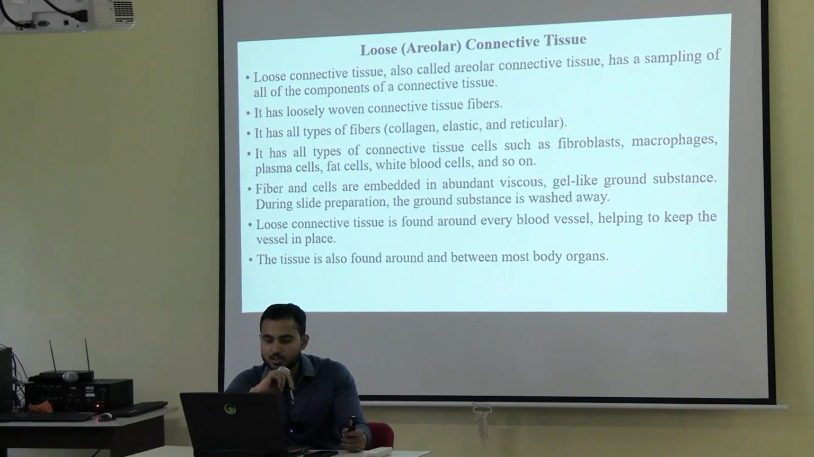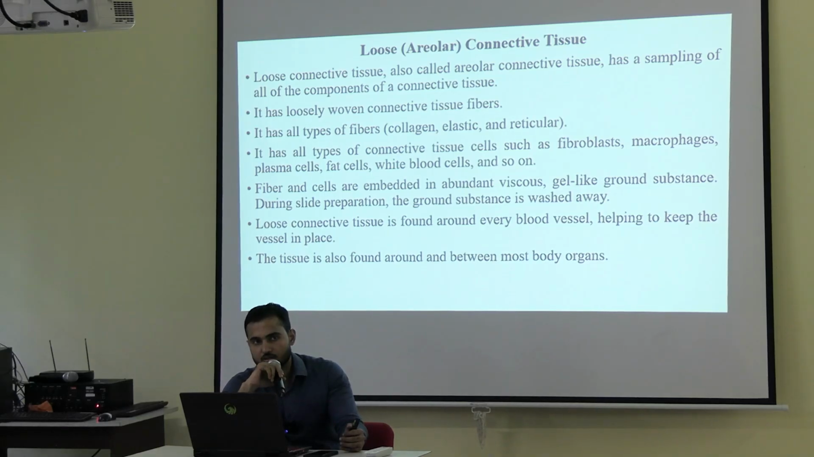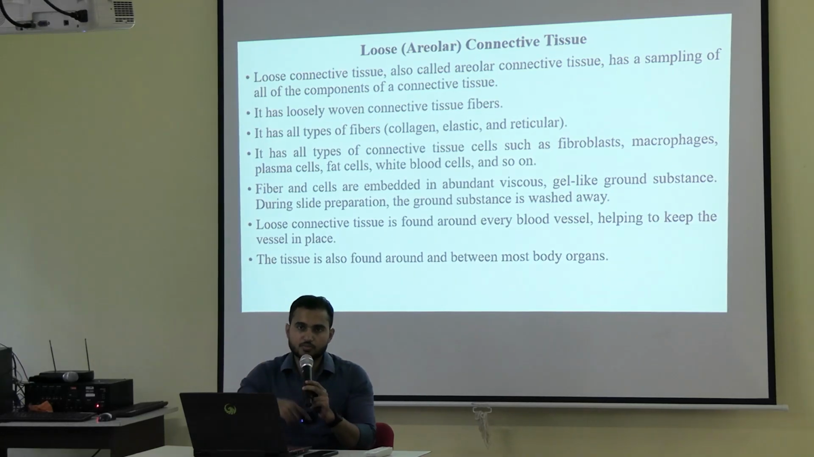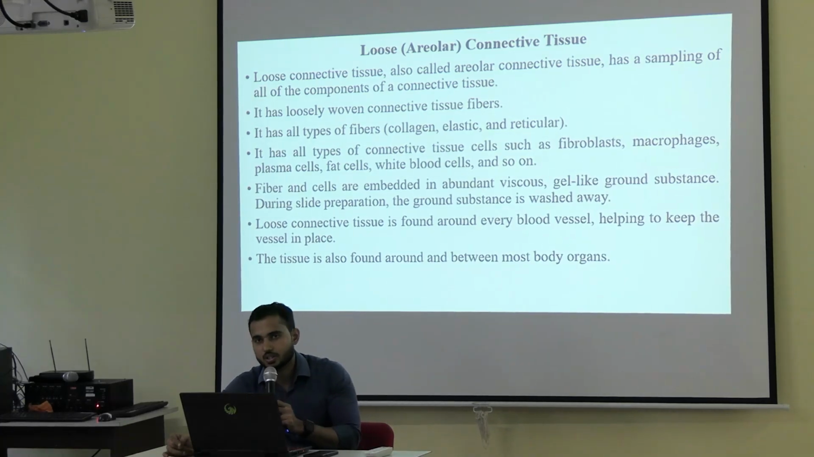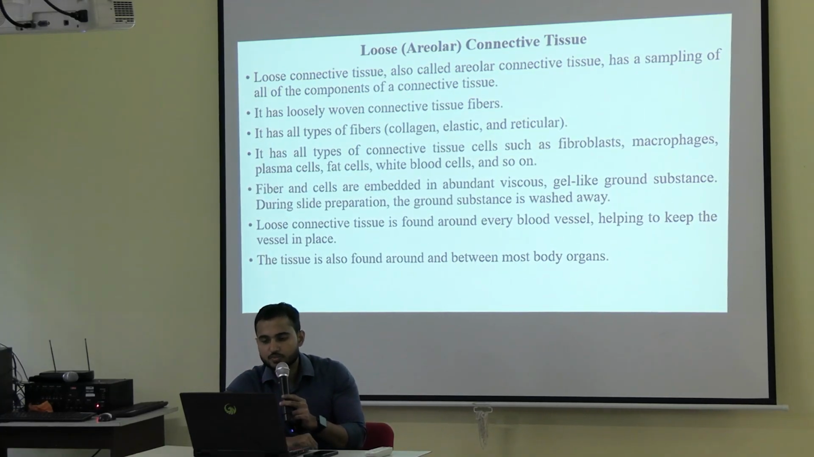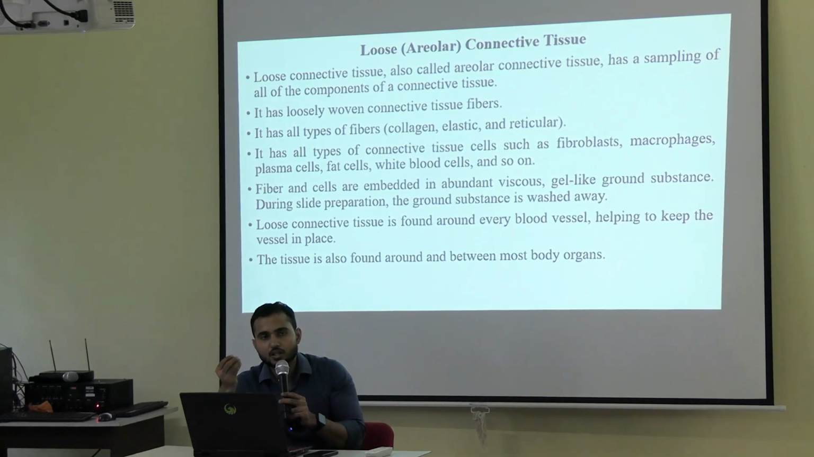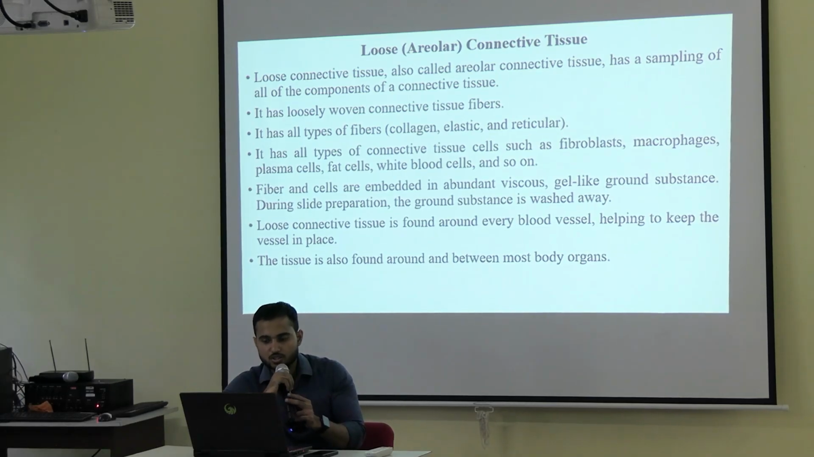Now where is it situated? Loose connective tissue is situated around the blood vessels. If you take any blood vessel in our body, around the blood vessel this loose connective tissue is situated. Next, around most of the organs this loose connective tissue is present. So what is its function? To keep the organs or the structure in its position.